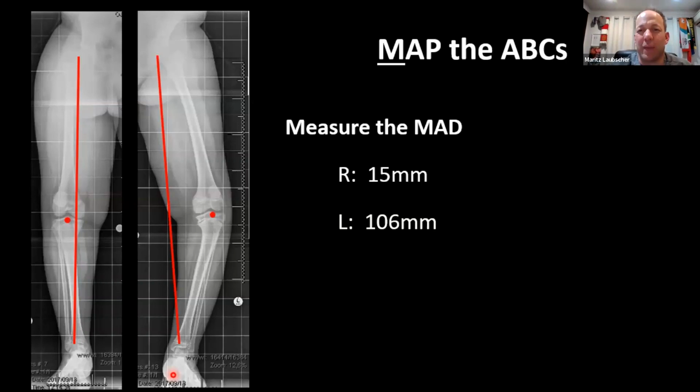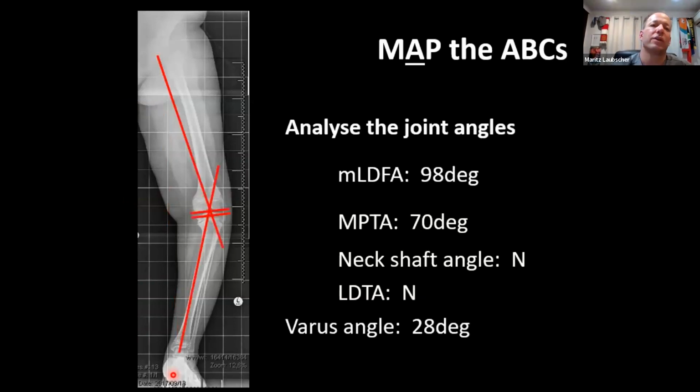So step 2 is we want to analyze the joint angles. Here we measure our mechanical lateral distal femoral angle as 98, mechanical medial proximal tibial angle is 70, neck shelf angle is normal, lateral distal tibial angle is normal, varus angle of the limb is 28 degrees. So in other words, both the femur and the tibia are abnormal, because the mechanical lateral distal femoral angle and the medial proximal tibial angle are both abnormal.